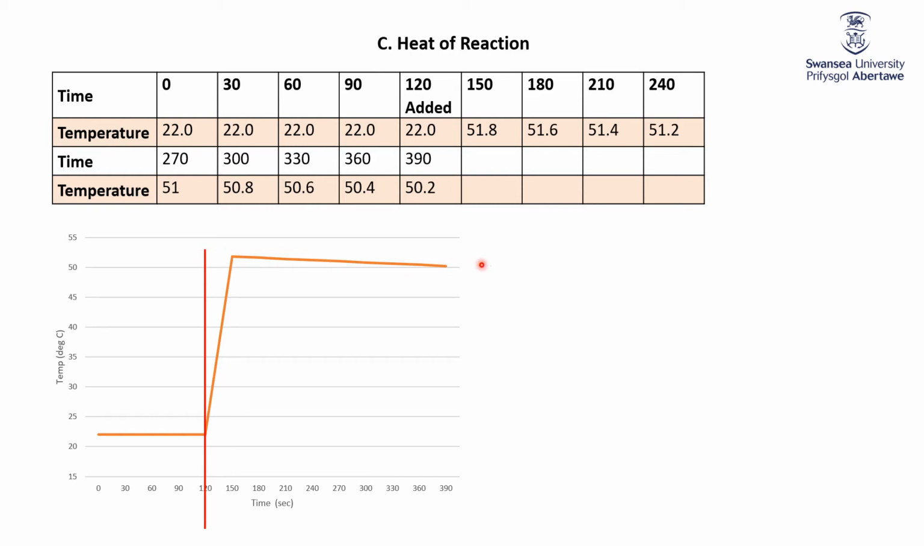Take now our best fit, and of course this is now a cooling process because the temperature went up and is now cooling down. Take the best fit, see where the two lines cross, and this is a good approximation for what the maximum temperature would have been if everything had happened nicely and stirring when I added it. And so that maximum temperature is 52 degrees Celsius.